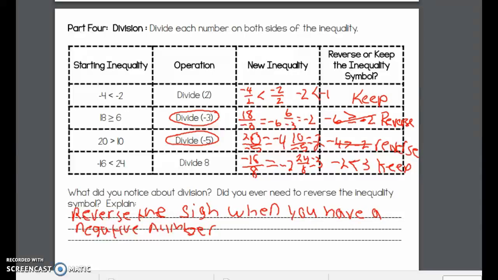All right. Reverse the sign when you have a negative number that you are dividing. It has to be when you're dividing or when you are multiplying that we reverse the sign. When you are dividing.